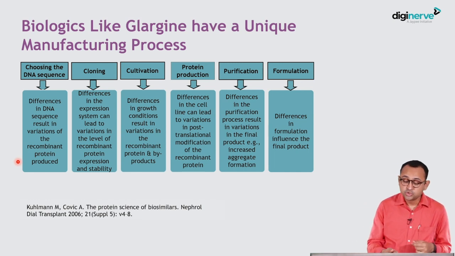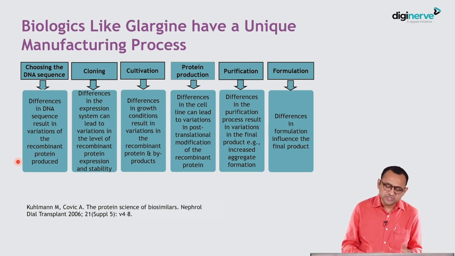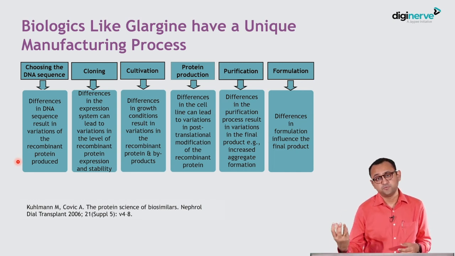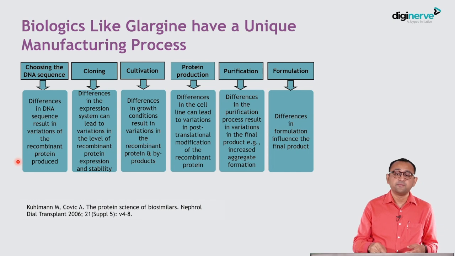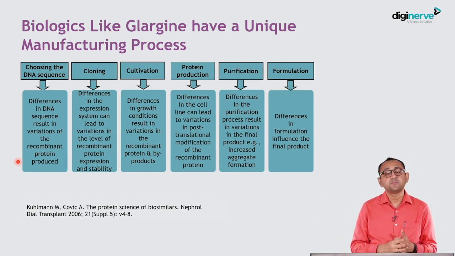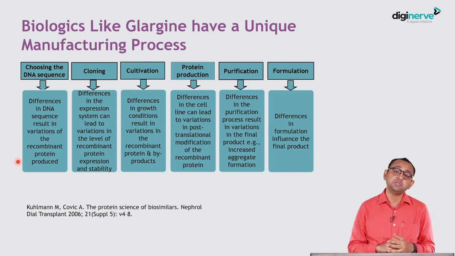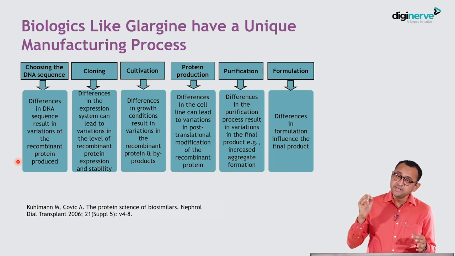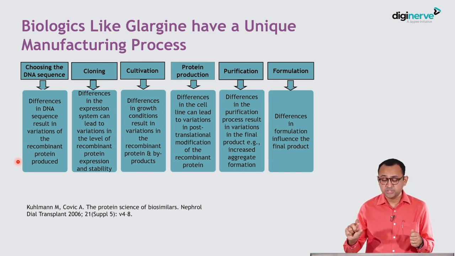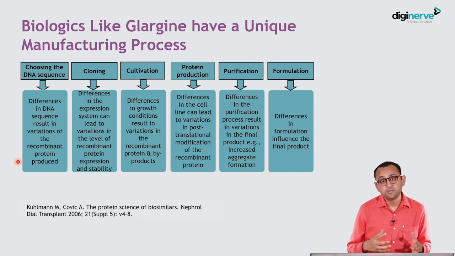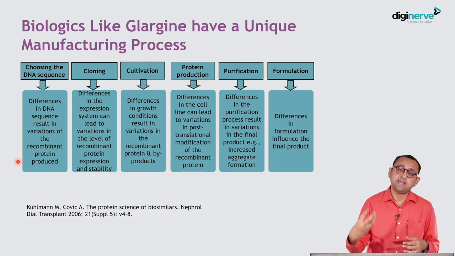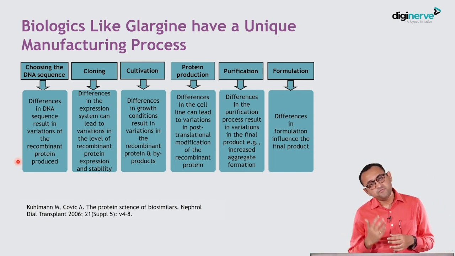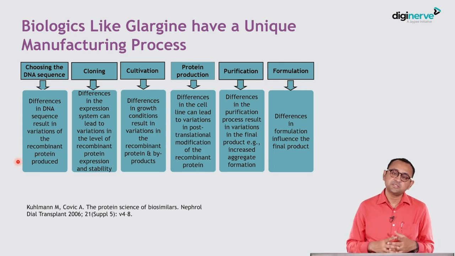Next is cultivation. Differences in growth conditions result in variations in the recombinant protein and its byproducts. Then comes protein production, the therapeutic protein production. Even the cell lines being different may lead to variations in post-translational modification of the recombinant protein. Purification is again an important step. If any difference happens in the purification process, there will be variation in the final product, which may cause increased aggregate formation and may result in some toxicity. Finally, the formulation: even some difference in the formulation may influence the final product.